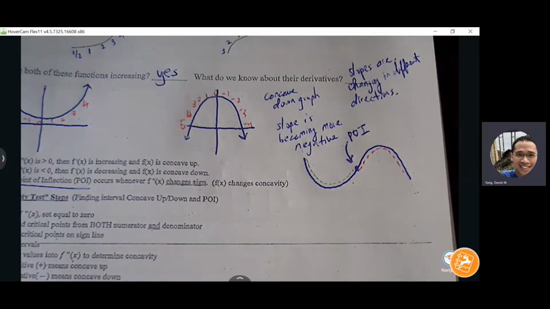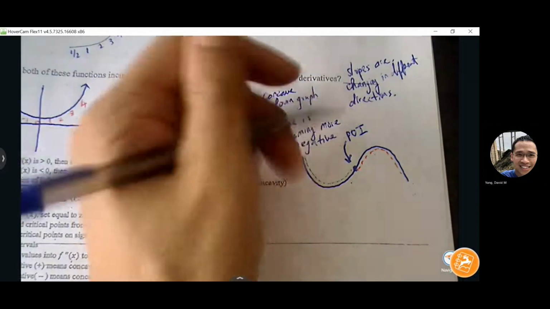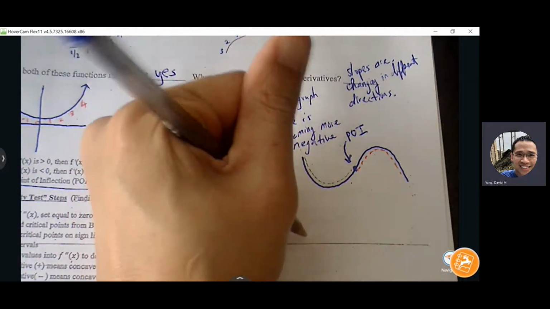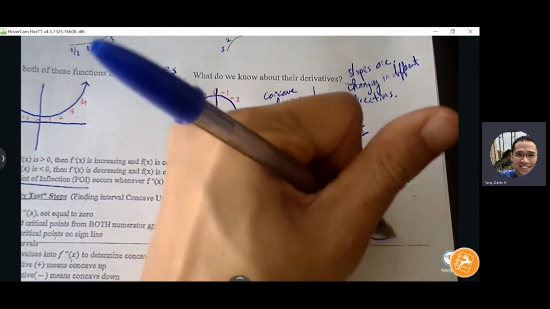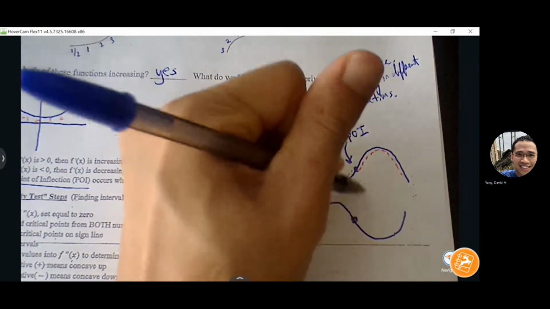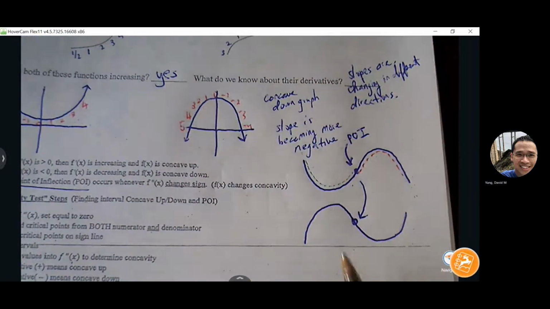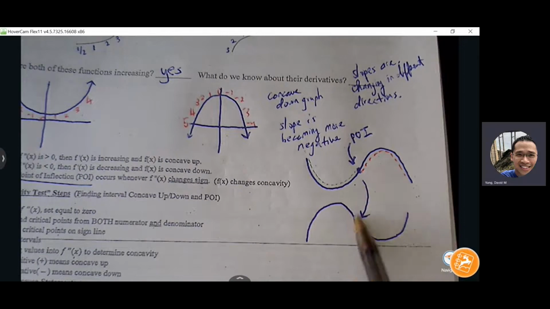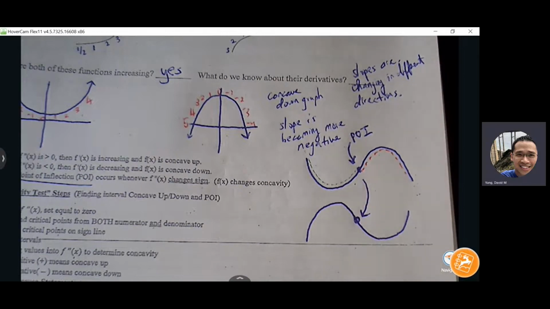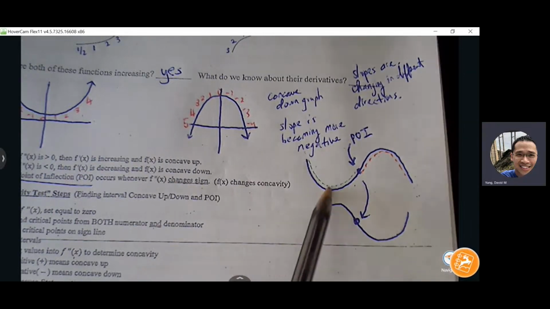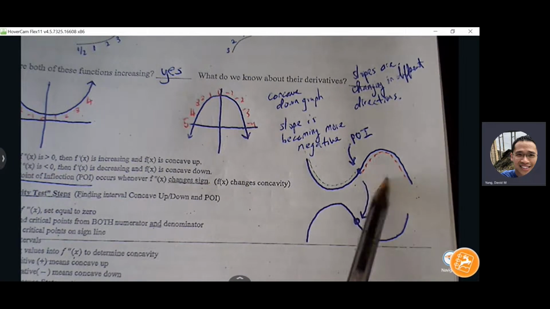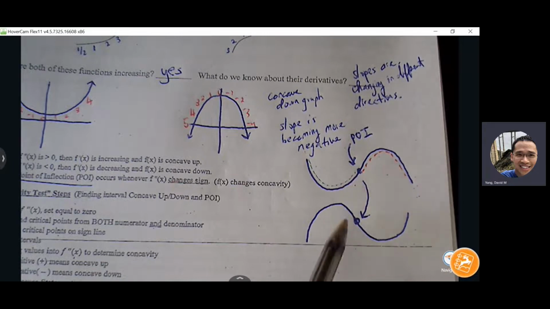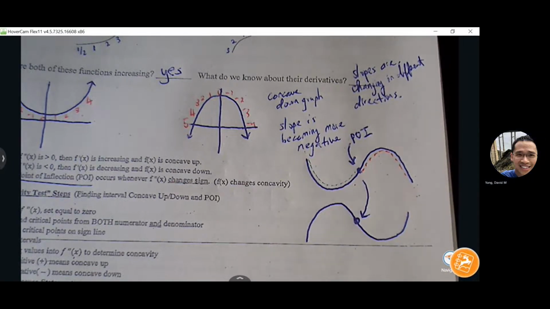It allows for a transition from one concavity to the next. It can also go the other direction. I can go from a concave down to a concave up. That's also a point of inflection too. So for point of inflection, we don't differentiate between concave up to concave down and concave down to concave up. As long as it transitions from one to the next, we call that the point of inflection.